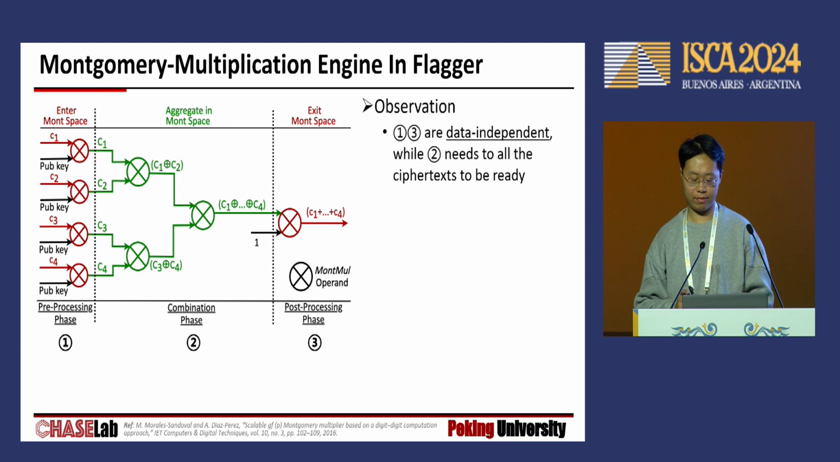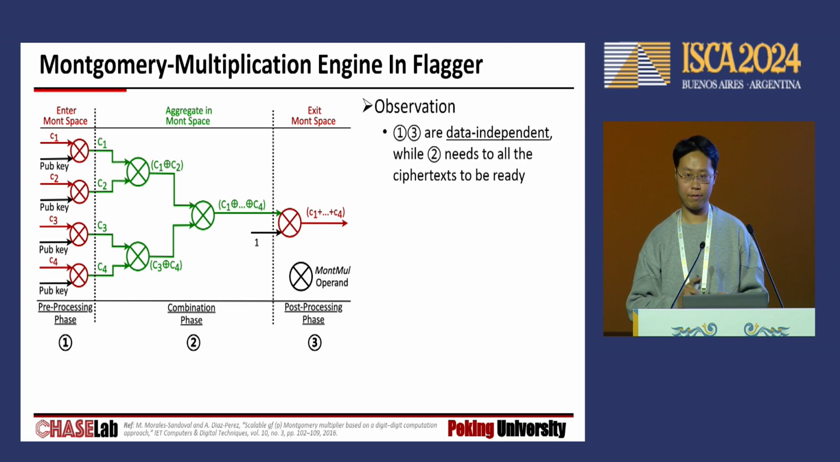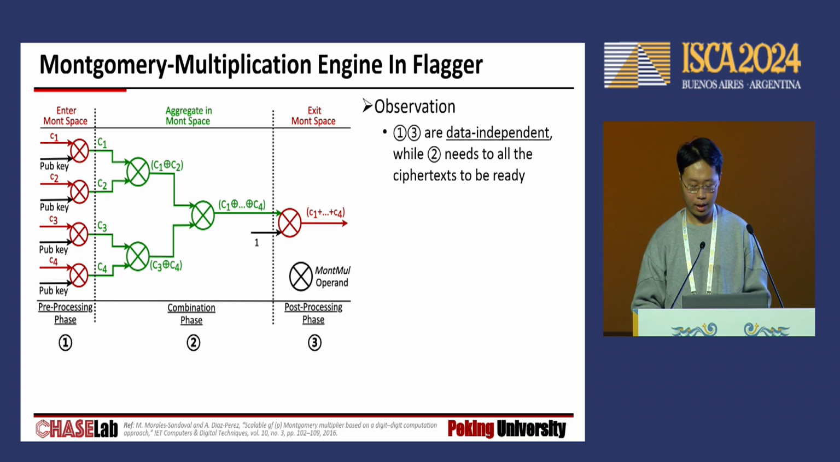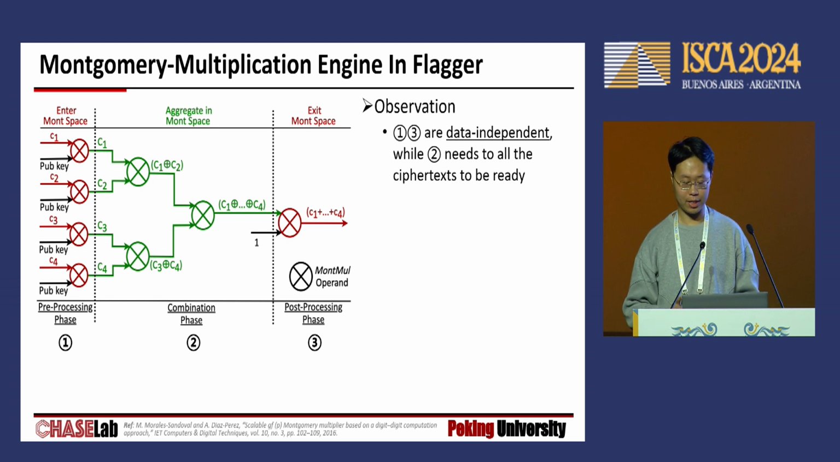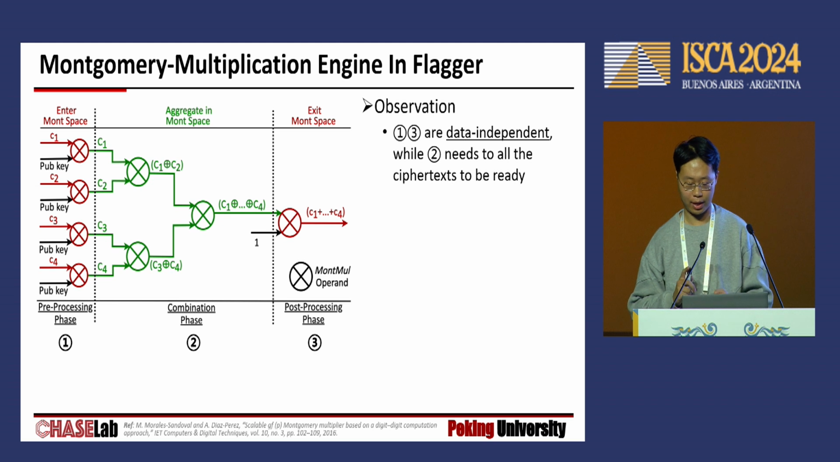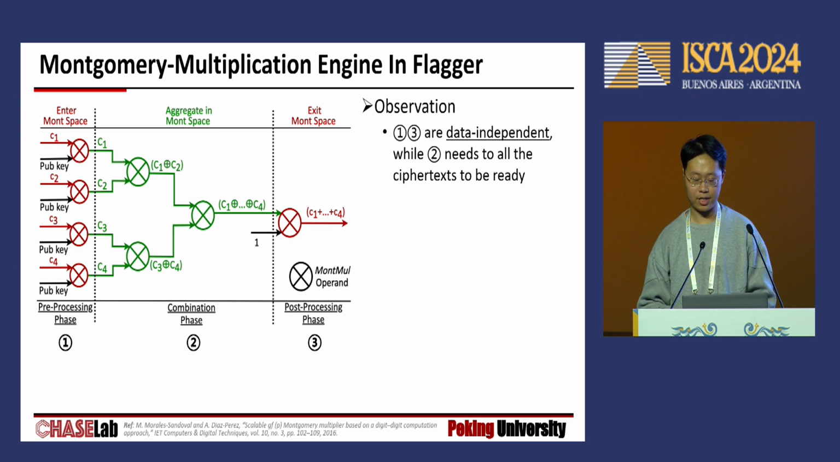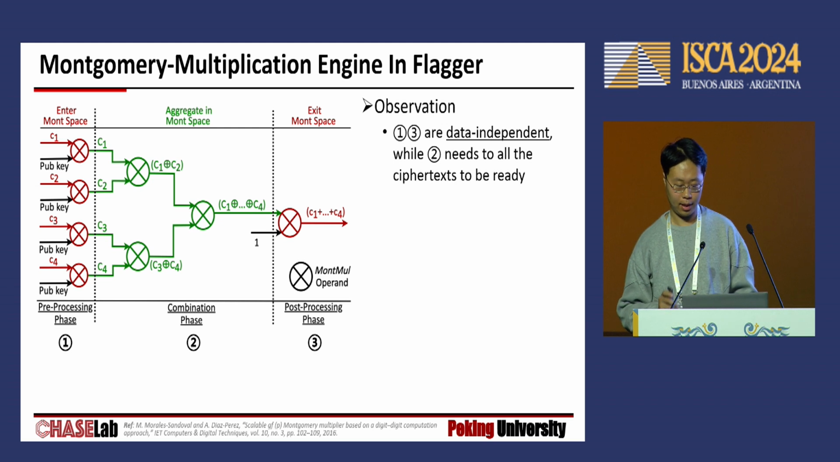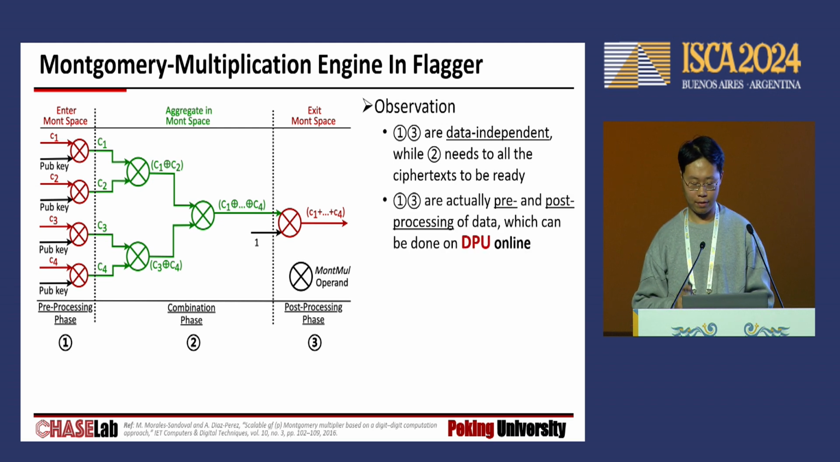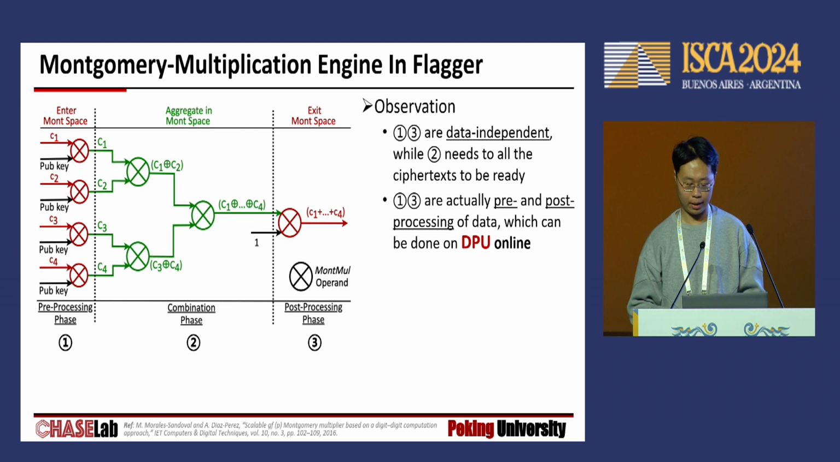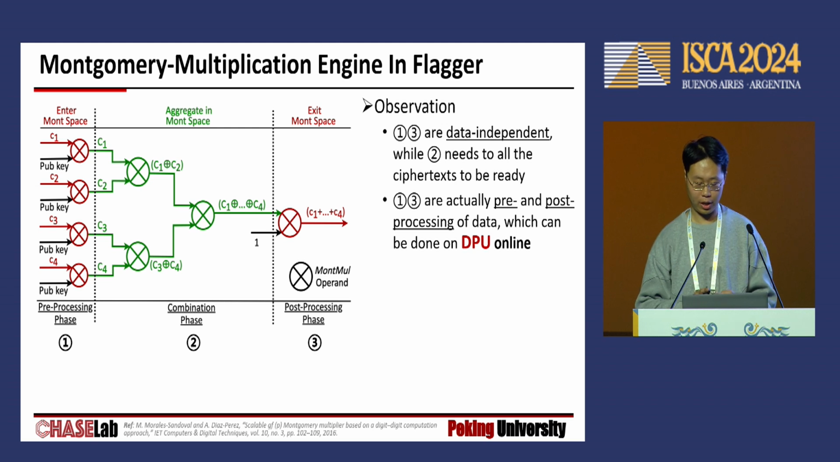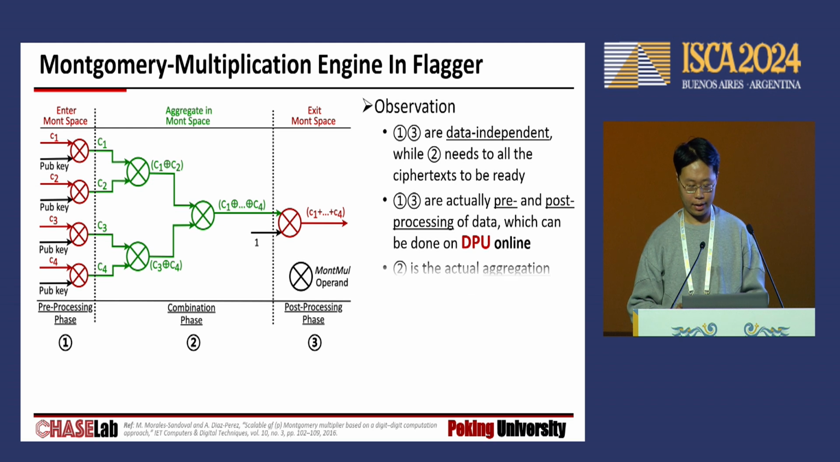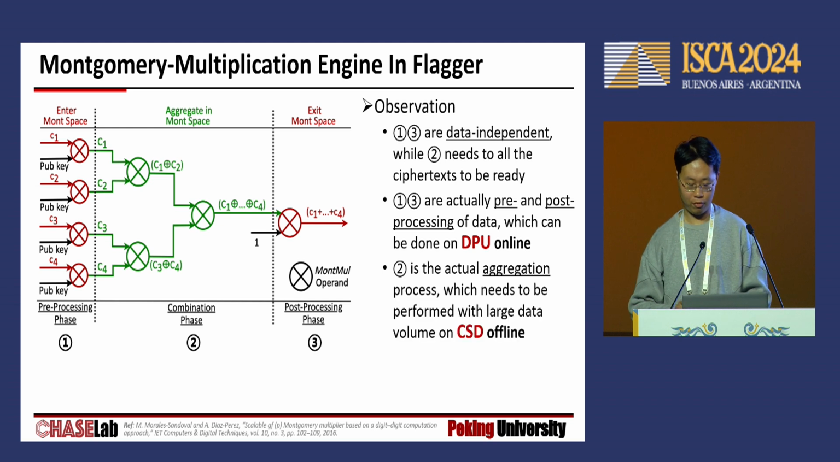Based on this, we made the following observations. First, the first and third steps don't have any inner data dependencies and can be performed asynchronously, while the second step needs all the ciphertext to be ready and must be performed synchronously. Therefore, we conclude that the first and third steps are actually pre- and post-processing of data, which can be done on the DPU online. And the second step needs to be performed with large data volume, so it needs to be performed on the CSD offline.